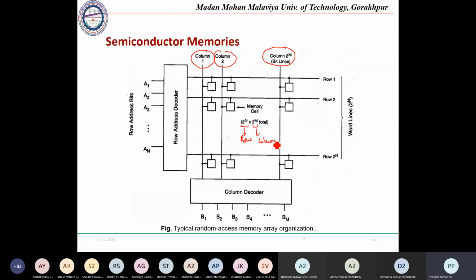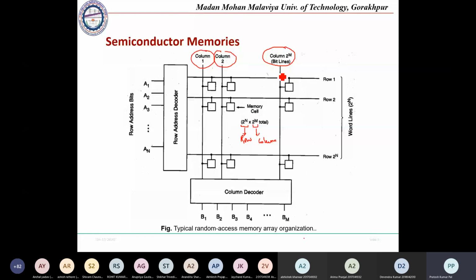Okay. So the second term is columns. The column count is 2 to the power m. The structure of this memory is 2 to the power n cross 2 to the power m. So 2 to the power m will be the number of columns, starting with column 1, 2, 3 up to 2 to the power m. These columns are also called bit lines.